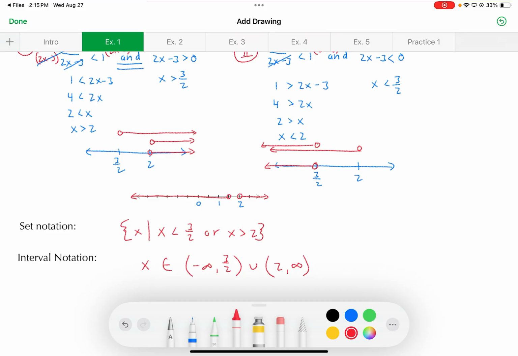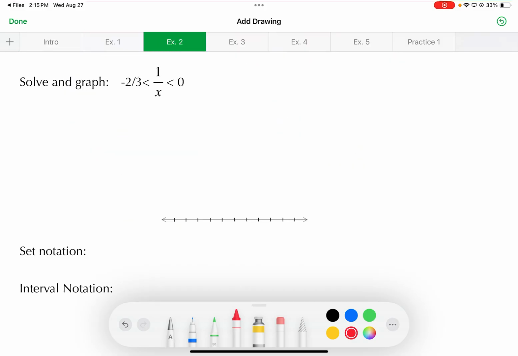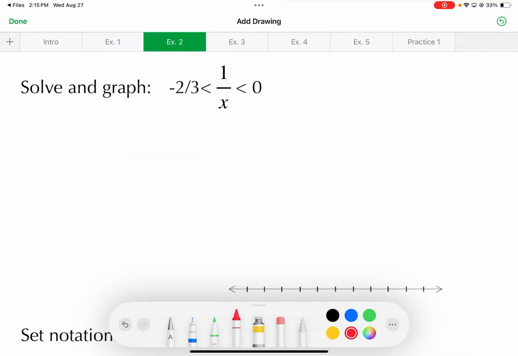Okay. All right, example 2, we start with a compound inequality. And I'm going to immediately break this up, separate it like so. Negative 2/3 is less than 1 over x, and 1 over x is less than 0, right?